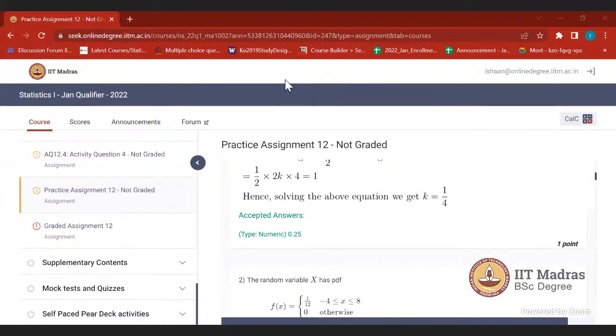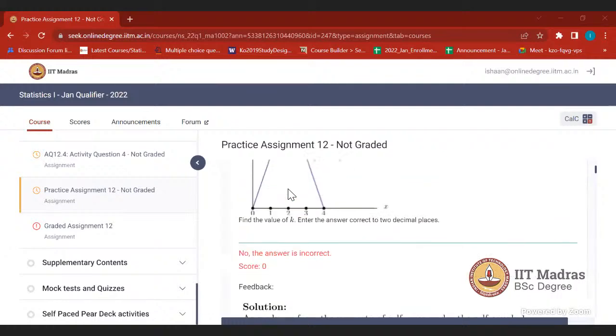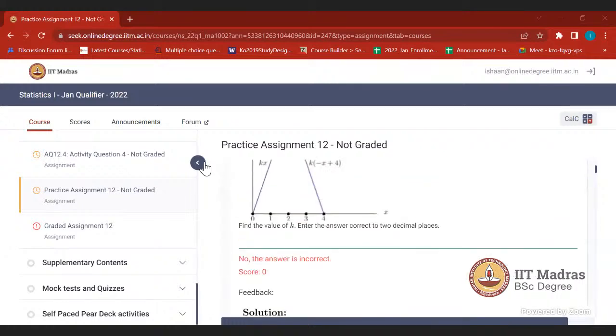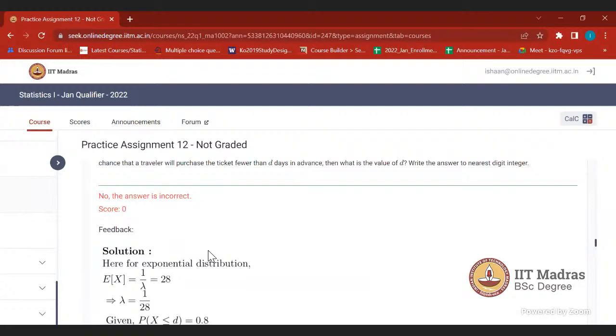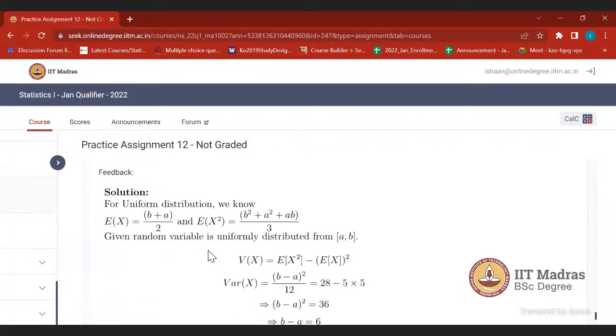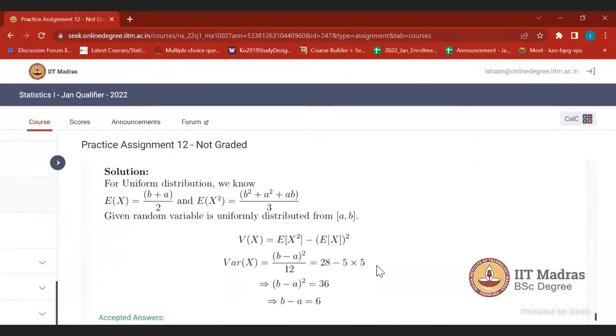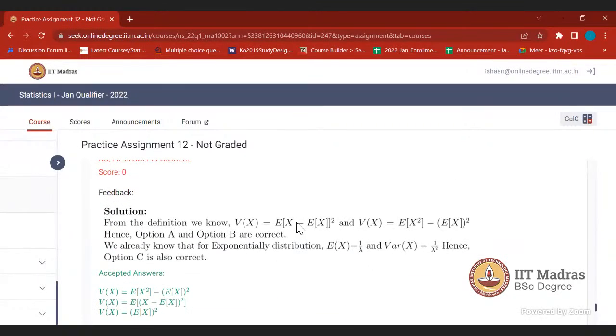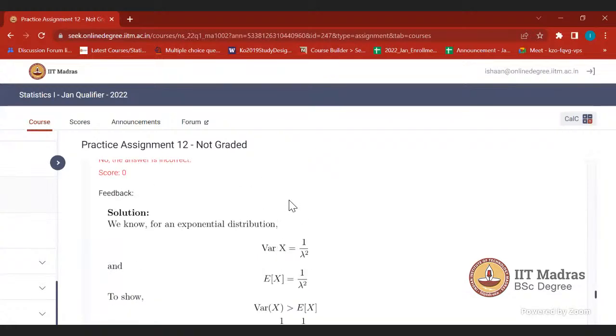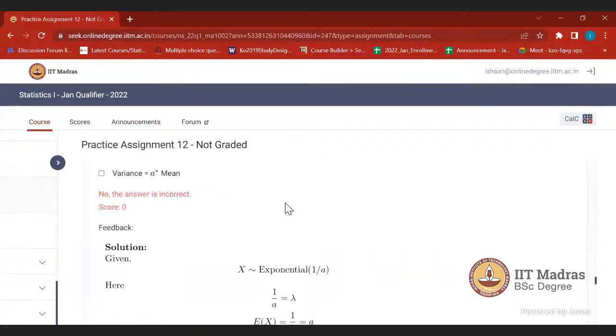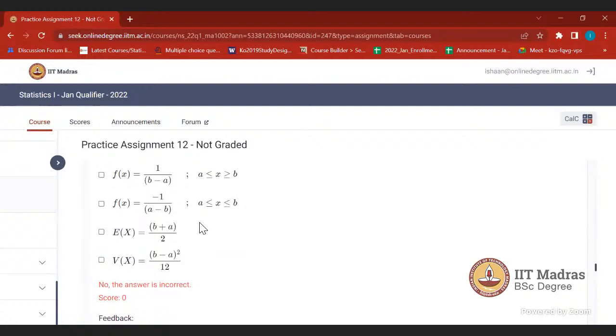Anyone, anything else? Sir, the solving of the practice session, is that being uploaded into the website, the practice assignment solutions? The solutions have been uploaded, right? Because whenever you click on check answer, you will see this feedback as the solution in the feedback for every question.